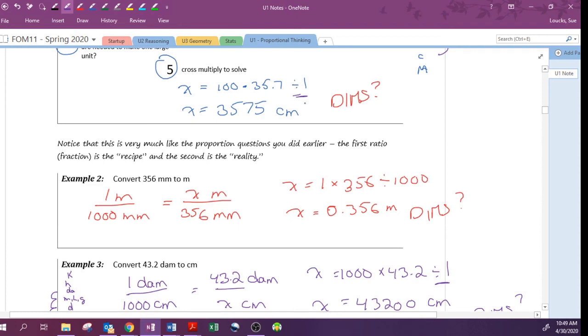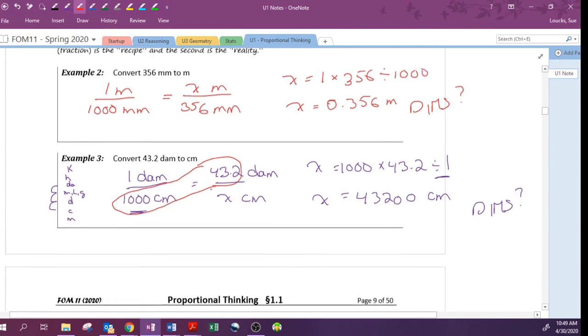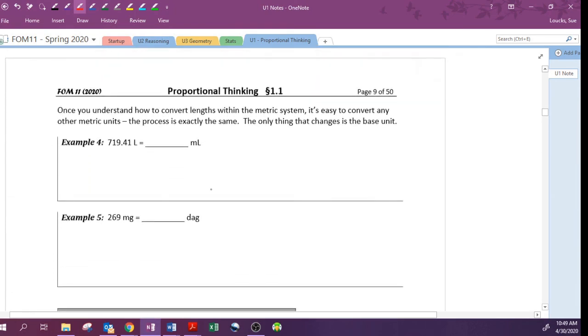All right. Another small detail is that when you're doing this multiplication across the equal sign, this diagonal thing, it doesn't matter which order you multiplied in, whether I did 43.2 times 1,000 or 1,000 times 43.2. It doesn't matter, because when you multiply things, the order doesn't matter. All right. And so now we've done some examples with lengths.